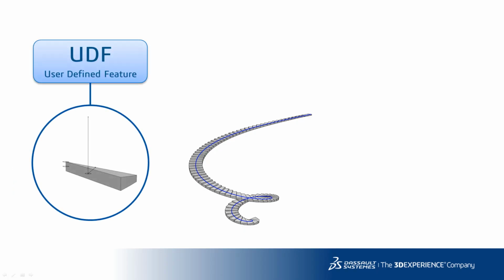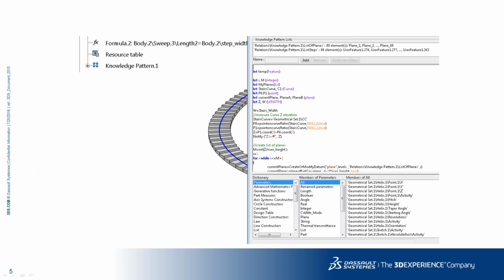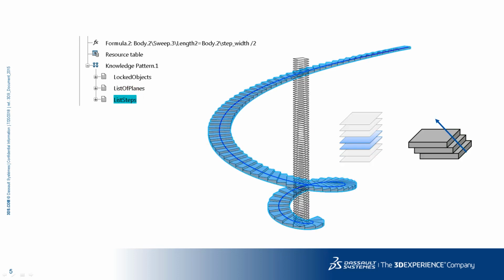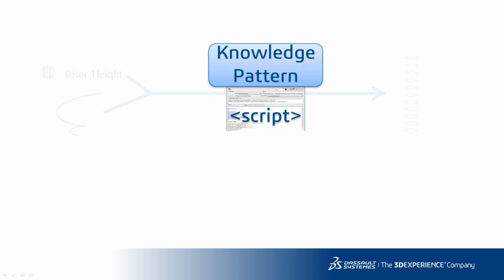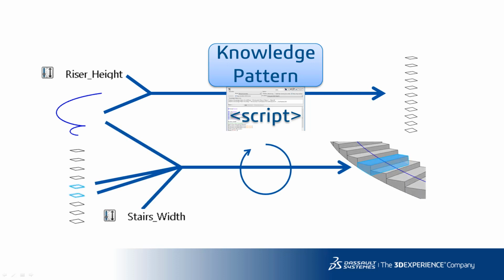To create stairs following a curve, define a UDF step and instantiate it along the curve multiple times with a knowledge pattern. The knowledge pattern is a script that handles lists. In this example, a list of planes representing steps levels, and a list of UDF steps recursively instantiated between two planes of the list of planes. Therefore, the knowledge pattern inputs are the 3D curve and riser right parameter to compute a list of planes, the same curve and two planes of the list with a stair width parameter to compute every step.